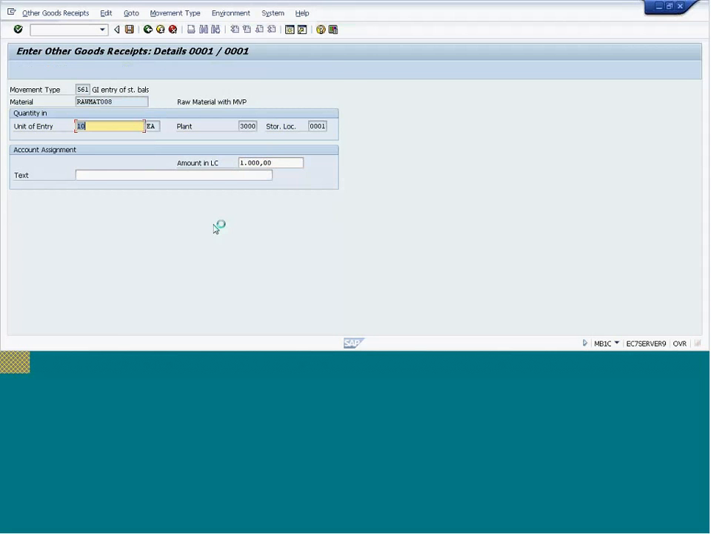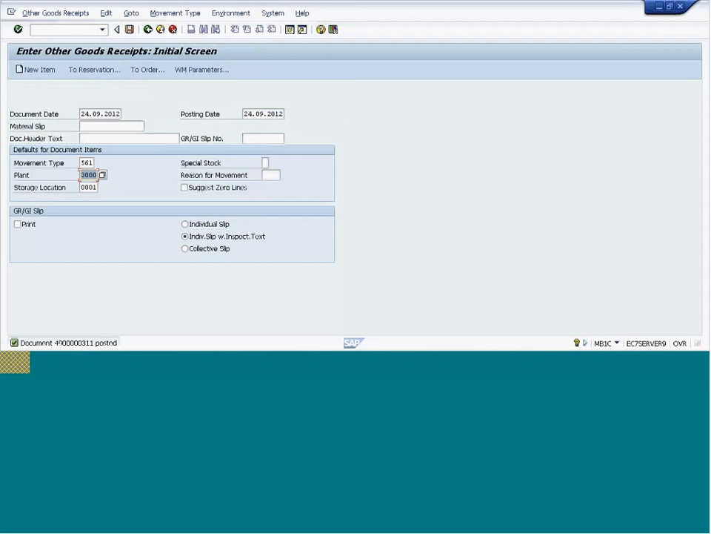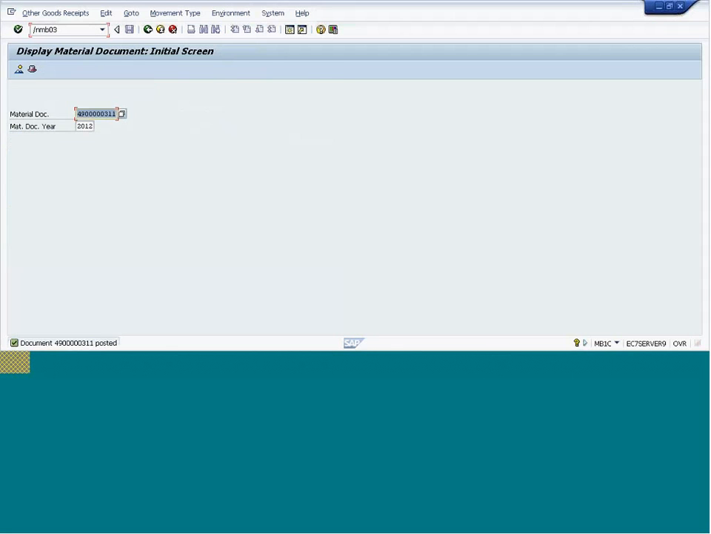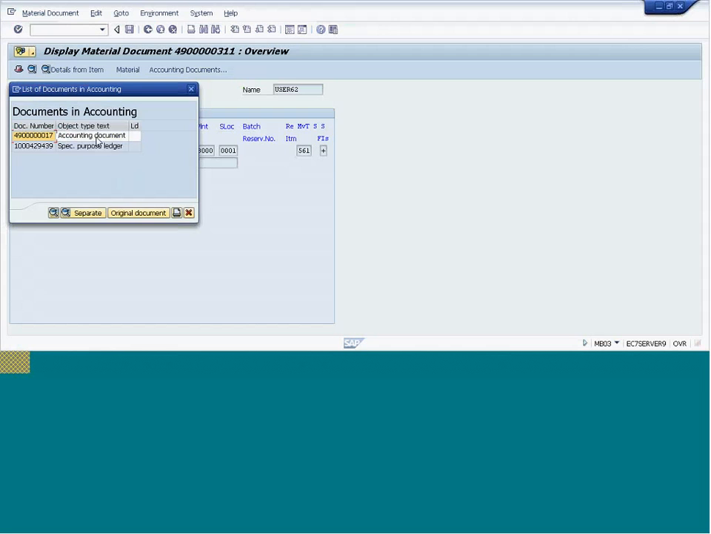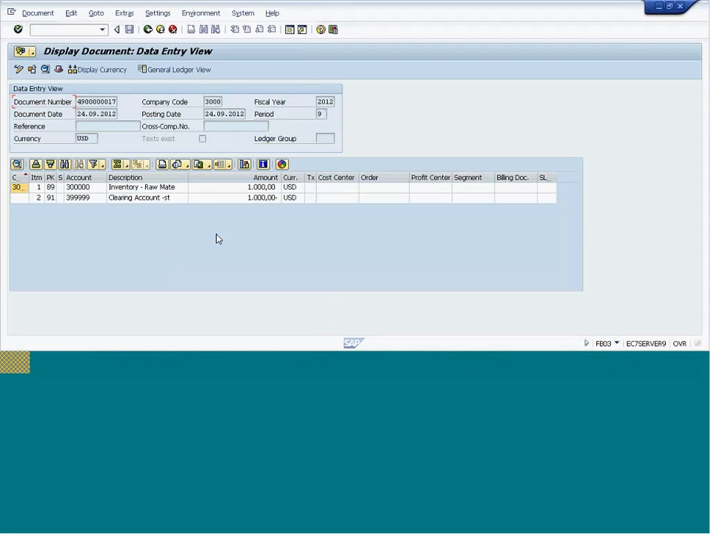And I'm entering that. Now let me go and see the accounting document. This is a material document. If I go and see the accounting document, obviously there is no variance. It's just $1,000, because earlier there was zero cost. So the $1,000, and now this is the contra entry. Now I'm going to the material master.